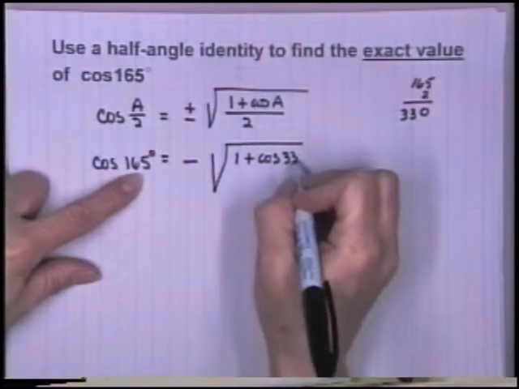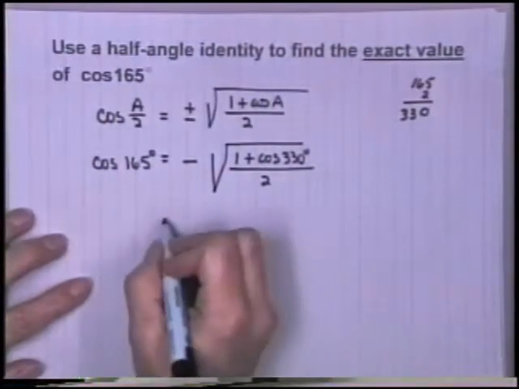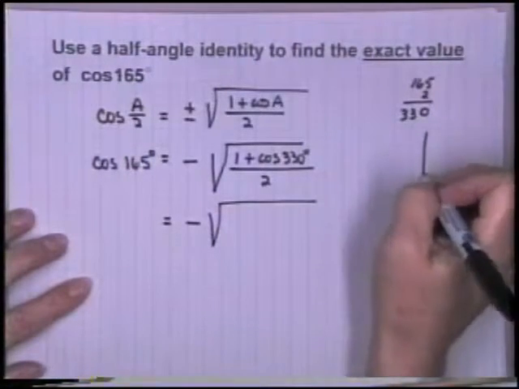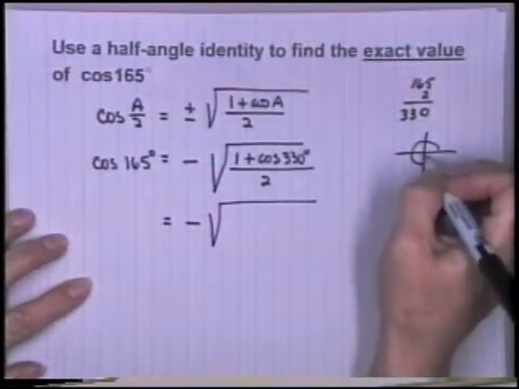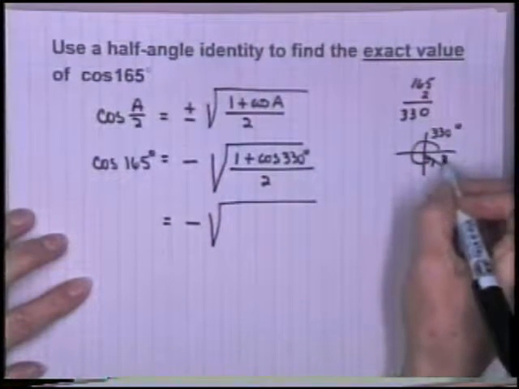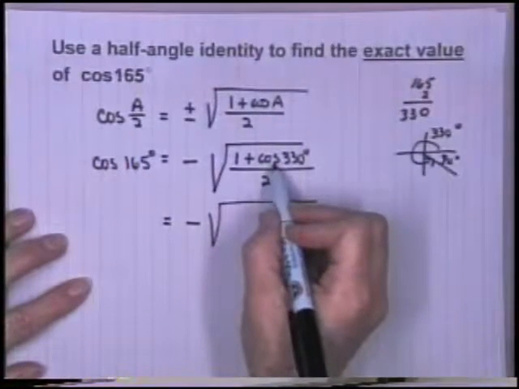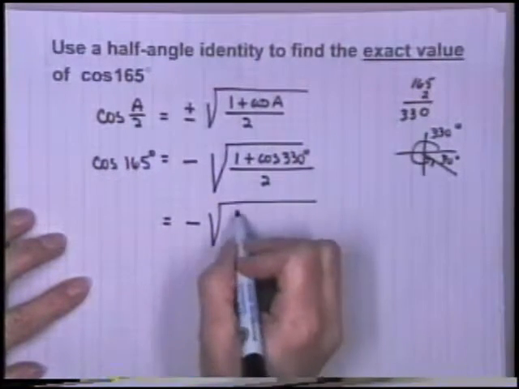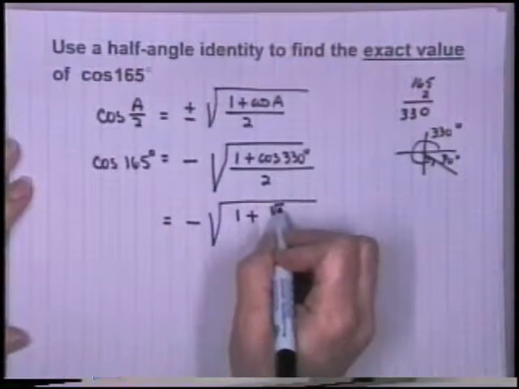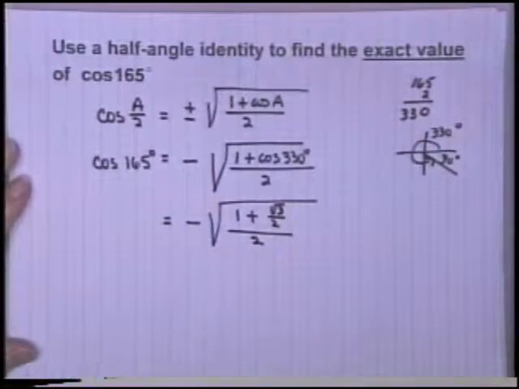And I'm getting 330 degrees here. Okay. All right, well, that turned out nice because we know 330 degrees is over here in quadrant 4, and it has a 30-degree reference. In quadrant 4, my cosine is positive, isn't it? So 1 plus the cosine of 30 degrees, which is square root 3 over 2, all of this is over 2.